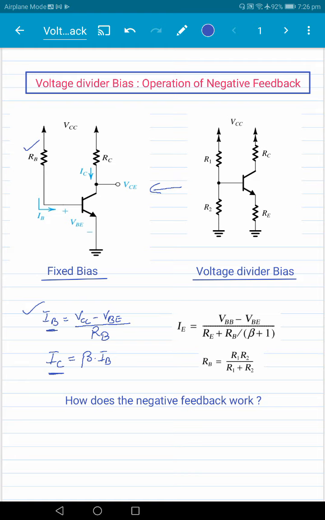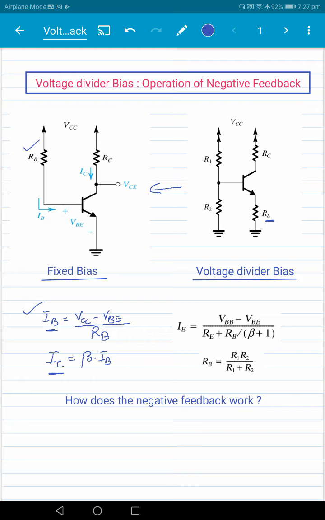And the problem with this particular circuit, as we all know, is that beta of the transistor can vary significantly, and therefore the IC will vary. And as a result of variation in IC, the gain and the swing and many other properties will also change. So this voltage divider bias with this emitter resistance RE solves the problem of beta sensitivity.